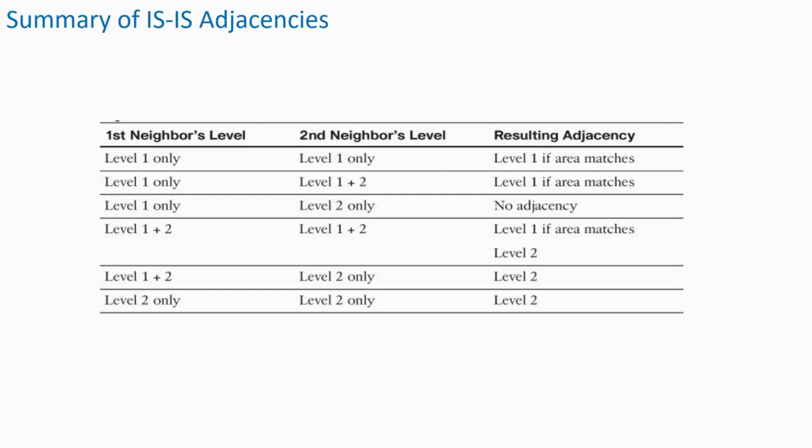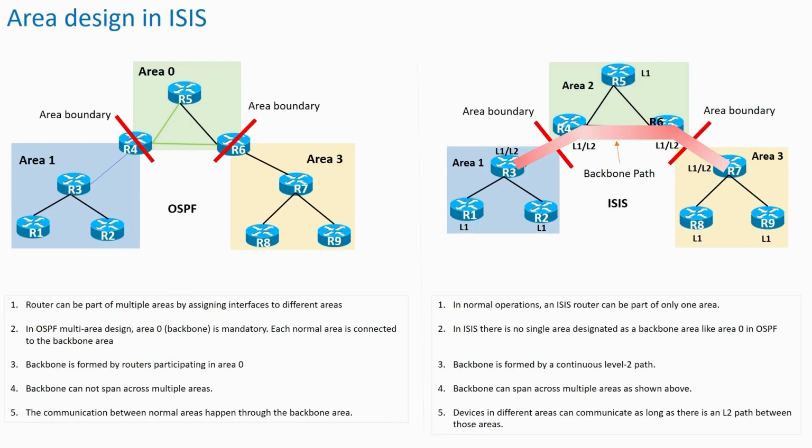This is the summary of all the examples that we discussed so far. The first column indicates the first neighbor's configured level, while the second column indicates the second neighbor's configured level, and the third column indicates the resulting adjacency. Another important topic in ISIS is the area design.